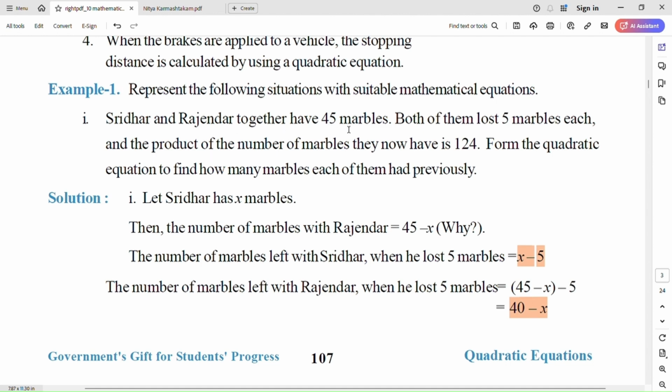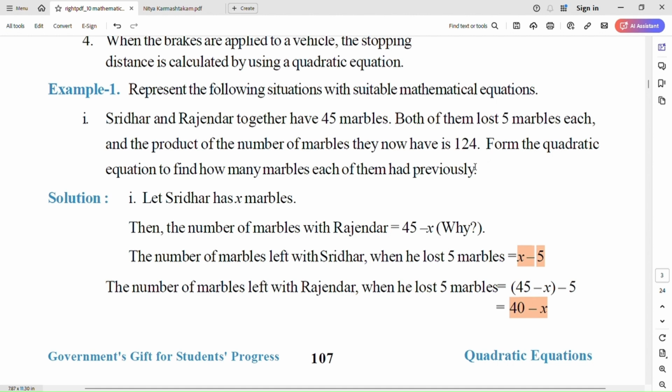Sridhar and Rajendra together have 45 marbles. Then both of them lost 5 marbles each. The product of the number of marbles they now have is 124. That is, the product of the number of marbles they have is 124 after losing 5 marbles each.